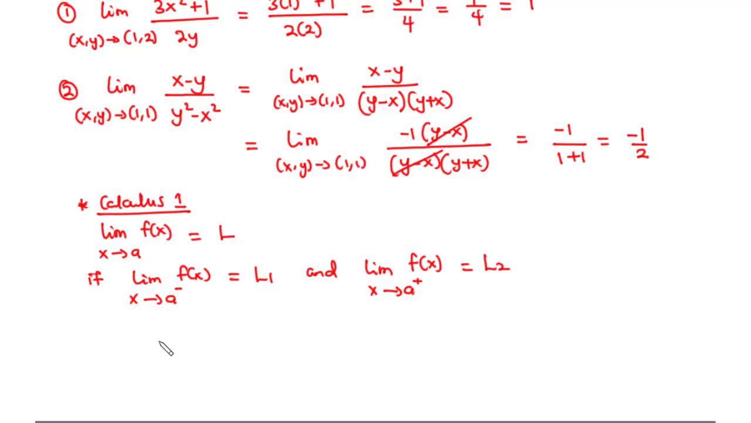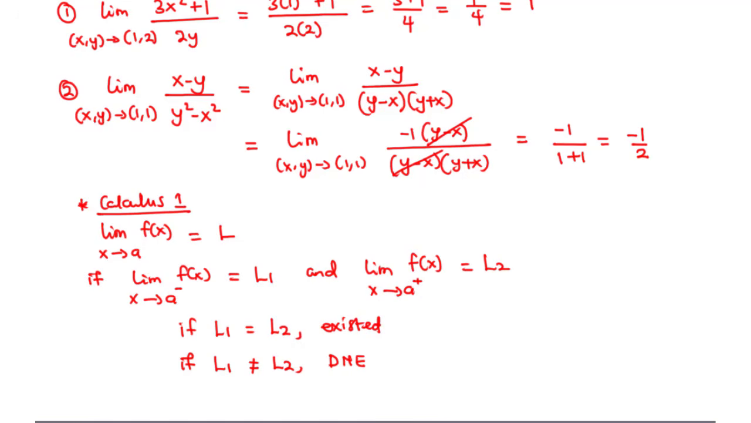And then we continued to say that if the left hand limit was equal to the right hand limit, then the limit of the function f of x existed. And on the other hand, if the left hand limit was not equal to the right hand limit, then the limit of the function f of x did not exist. So for functions of only one variable, we had only two directions in approaching a, either from the left hand side or from the right hand side. Now we are going to carry this same idea to functions of two variables.